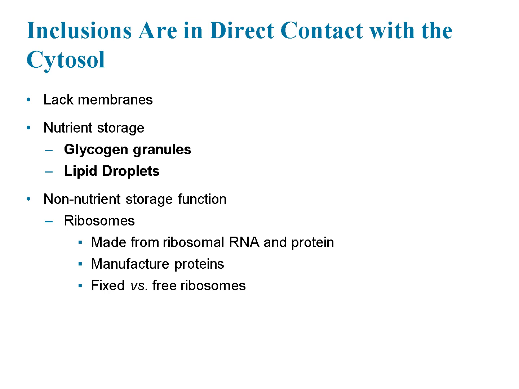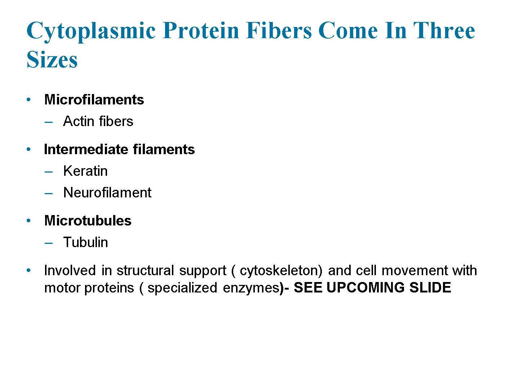So inclusions may be small, but they're mighty when it comes to storing energy and producing proteins that keep the cell running smoothly. Let's talk about the cytoskeleton, the cell's internal framework, and its three key players: protein fibers. First, we have the microfilaments, made of actin fibers. These are the smallest protein fibers, providing support and helping the cell maintain its shape. Think of them as the cell's scaffolding.